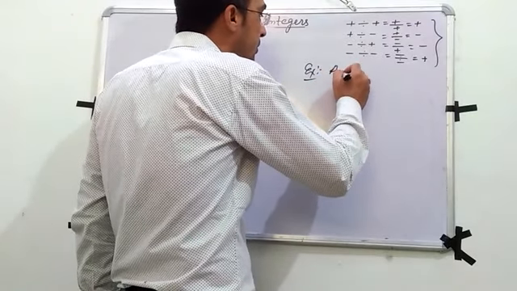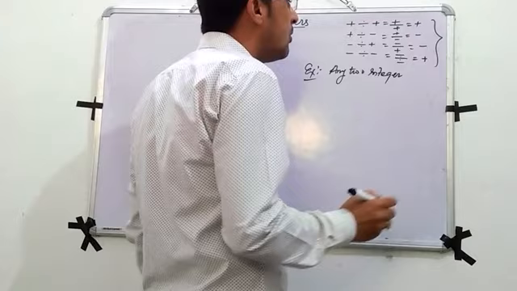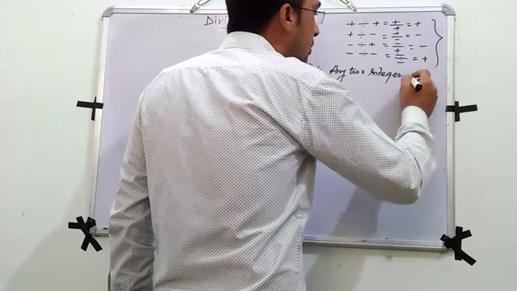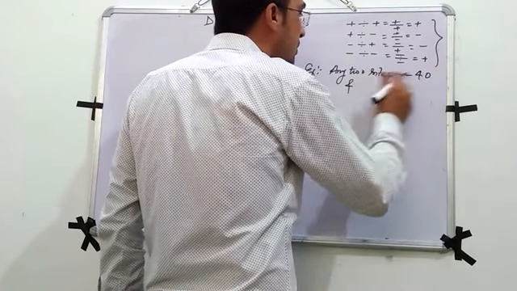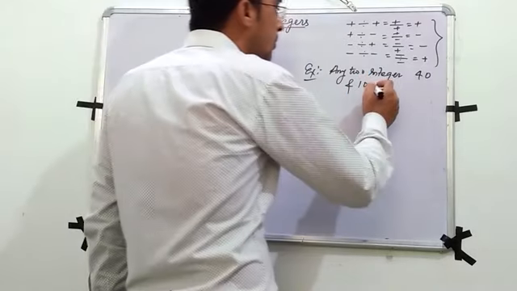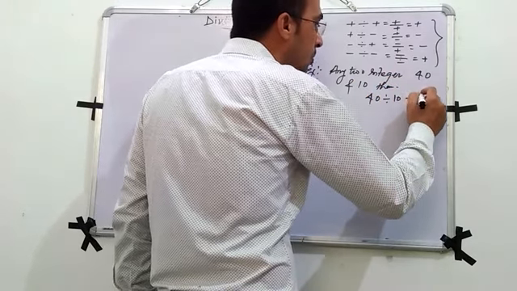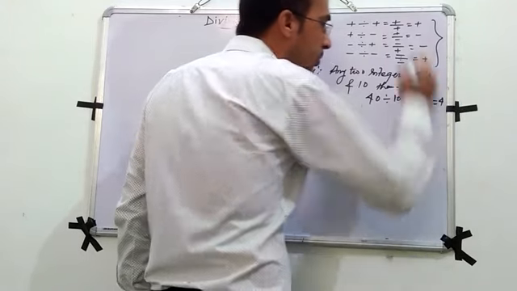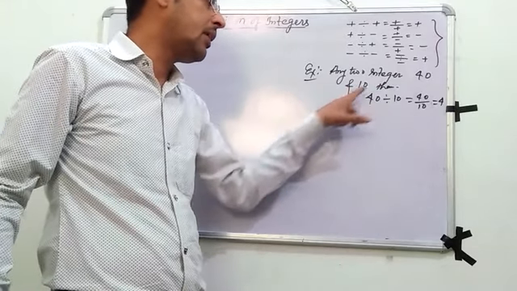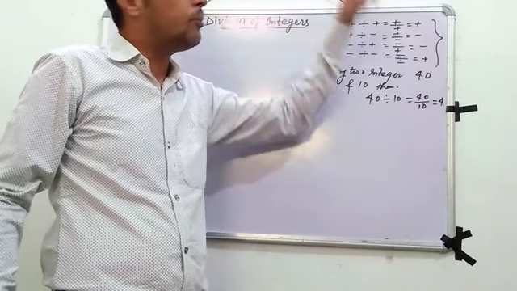Any two integers, we can consider, suppose 40 and 10. Then 40 divided by 10 equals 4. 40 is positive and 10 is positive, then 40 divided by 10 gives 4. Here both are positive, so the result will be positive.